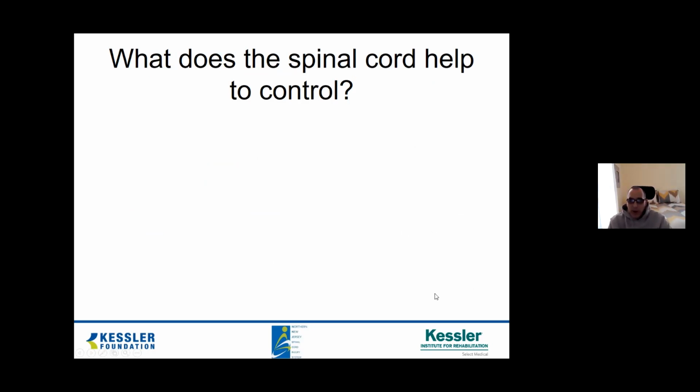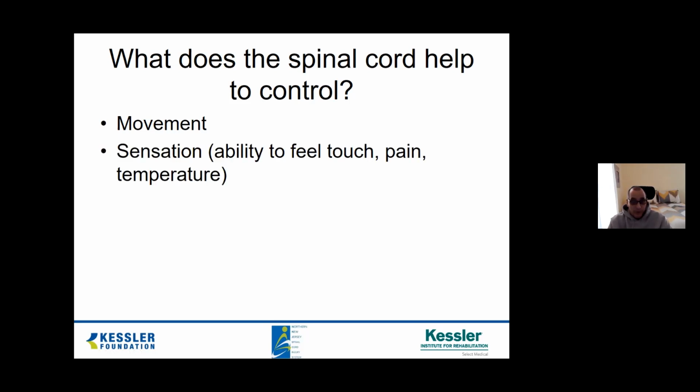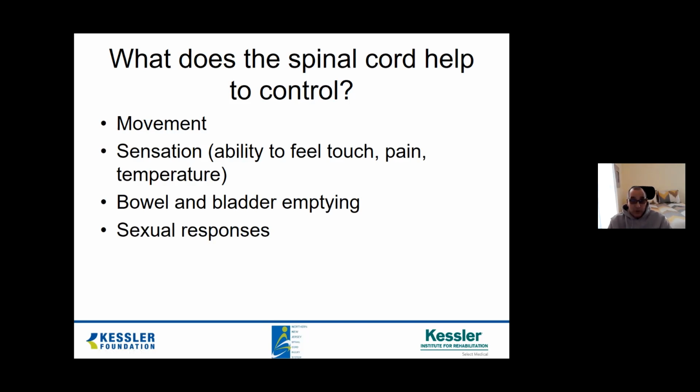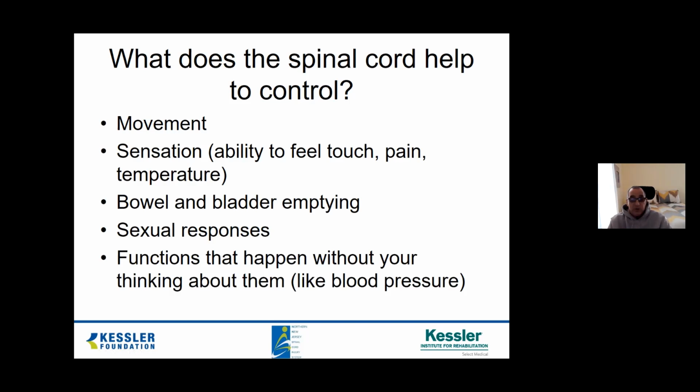So, what does the spinal cord help to control? Well, it helps to control all the movement in your body, helps to control all sensation, so the ability to feel touch, pain, and temperature. It helps to control bowel and bladder emptying, all your sexual responses, and then also functions that happen without you thinking about them, like your blood pressure or your heartbeat.